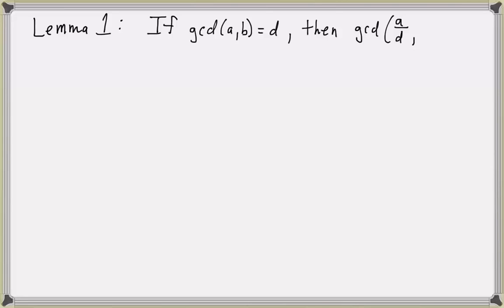So lemma 1 says that if the greatest common divisor of A and B is D, then if I divide A and B by the greatest common divisor D, the result will be two relatively prime integers. In other words, the GCD of A divided by D and B divided by D equals 1. Let's give a proof of this.